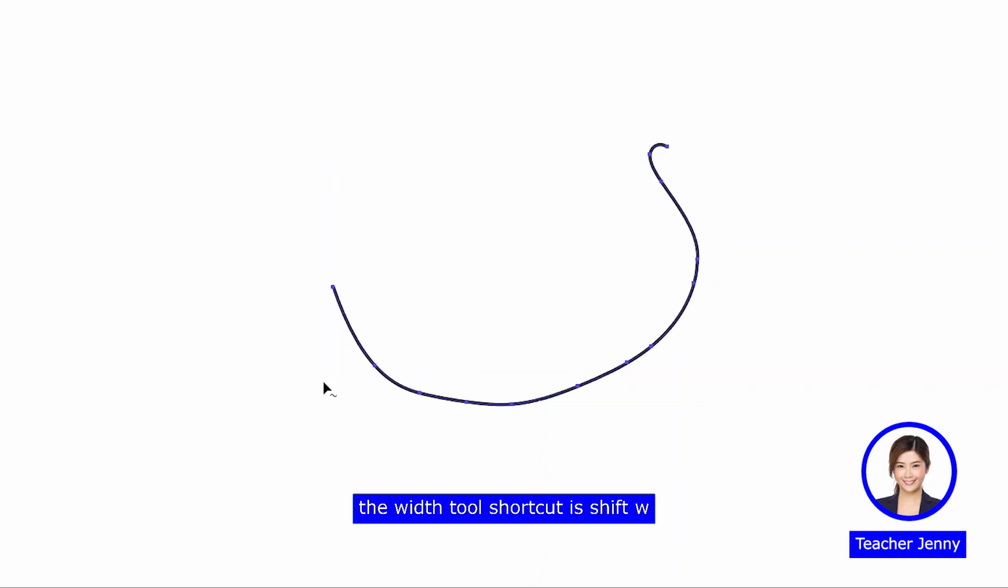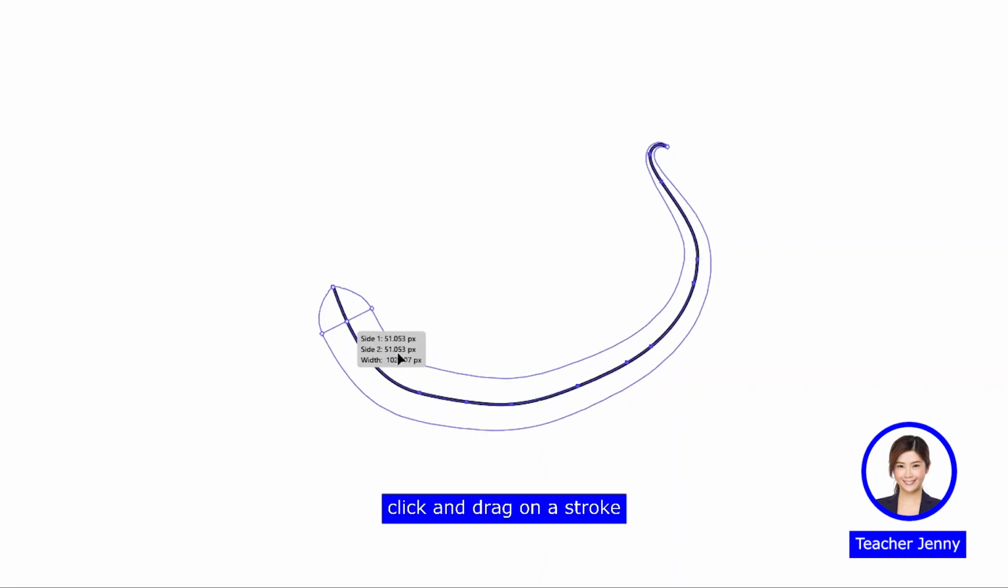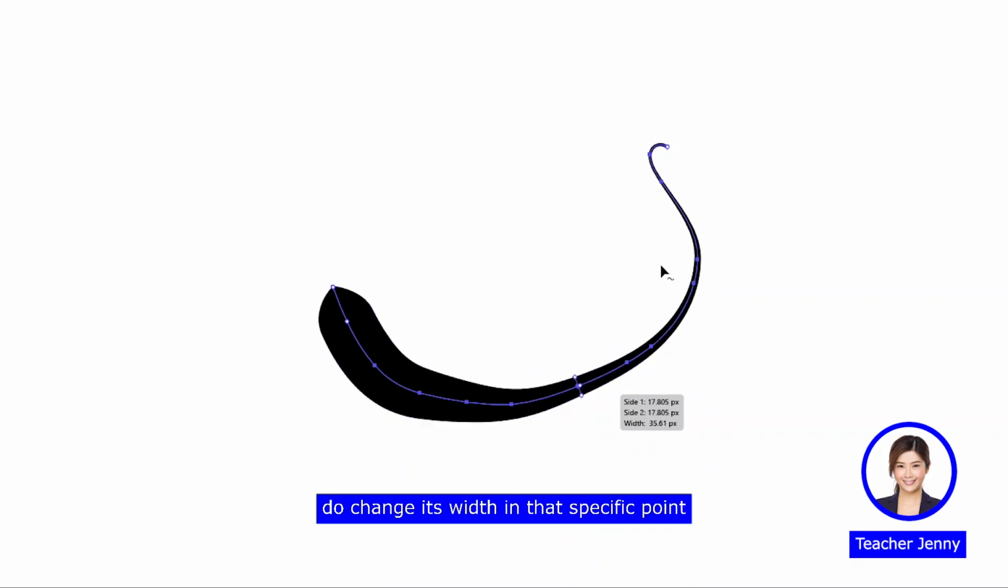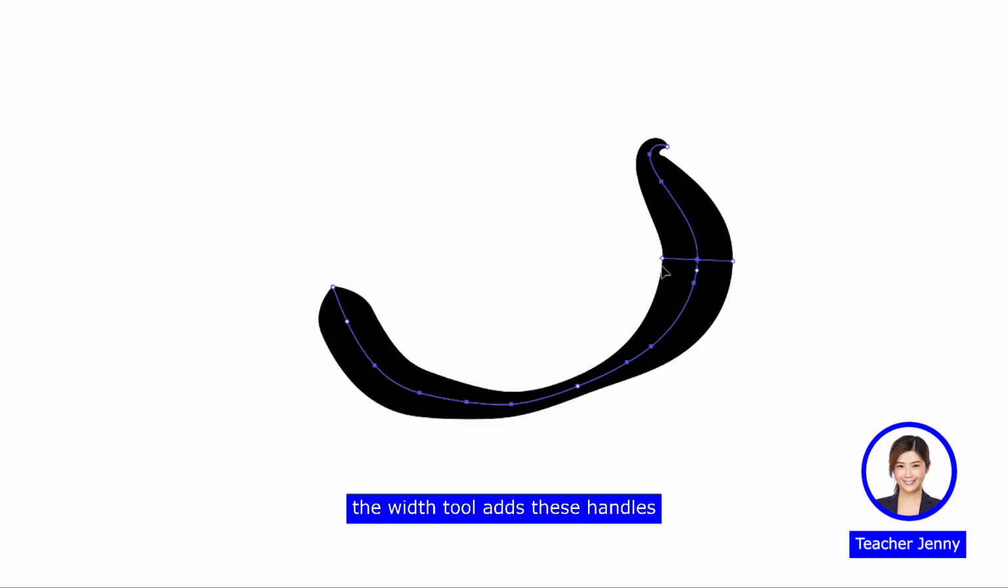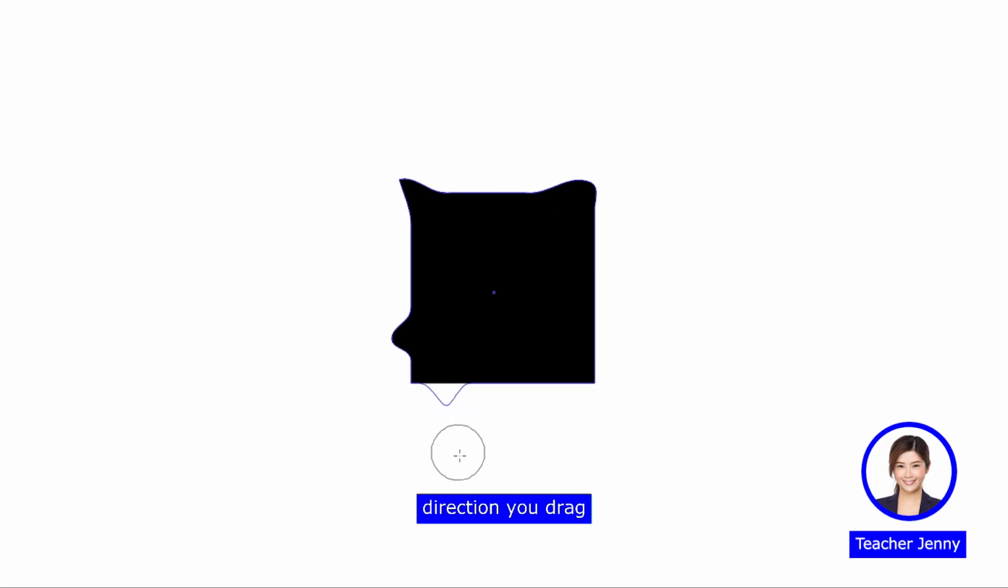The Width tool, shortcut is Shift-W. Click and drag on a stroke to change its width at that specific point. The Width tool adds these handles, which you can move and edit whenever you want. The Warp tool, shortcut is Shift-R. Click and drag to deform a path in the direction you drag.